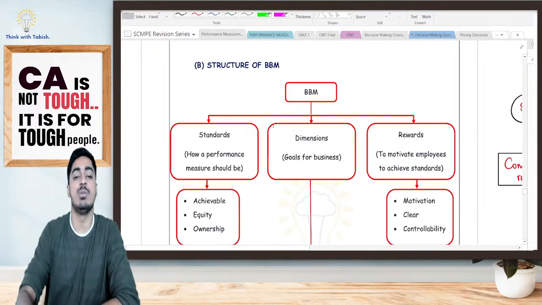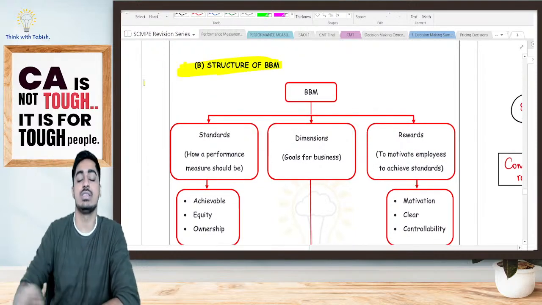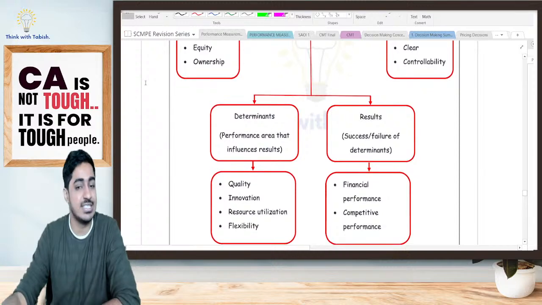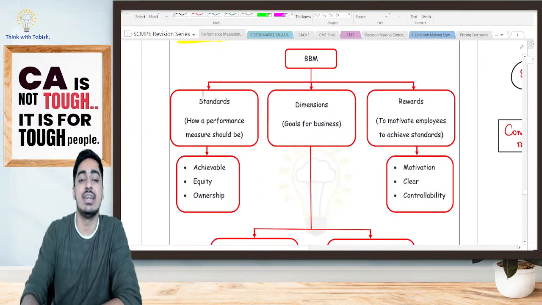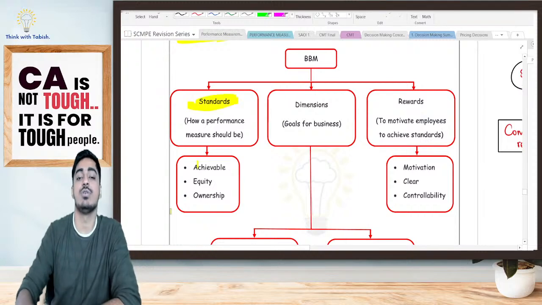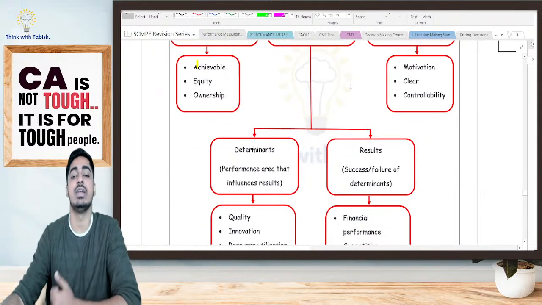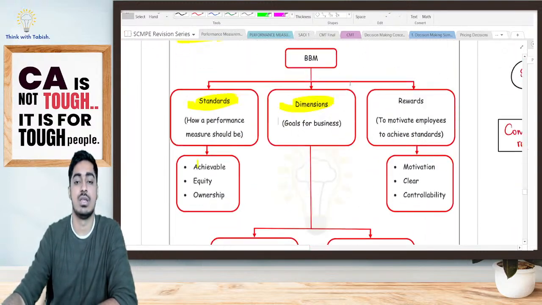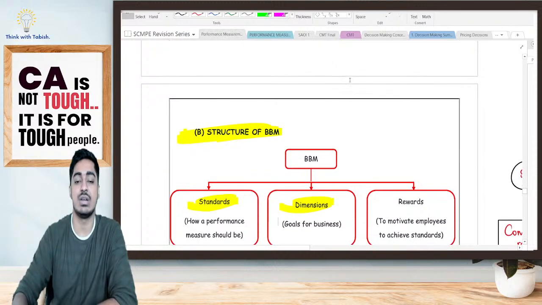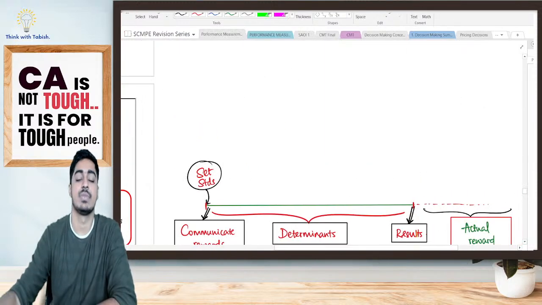Now the structure of the building block model, my dear students. Look at this, 3 blocks are there. First, let's just see how big it looks, then we'll make it simple, obviously. Standards: achievable, equity, ownership. Dimensions: in that again I have determinants and results. Again, rewards I have. Now look at this, students. What is it? Let's try to understand it in a very simple way.